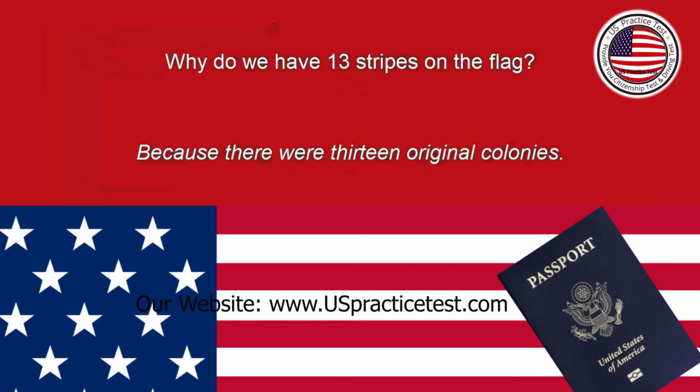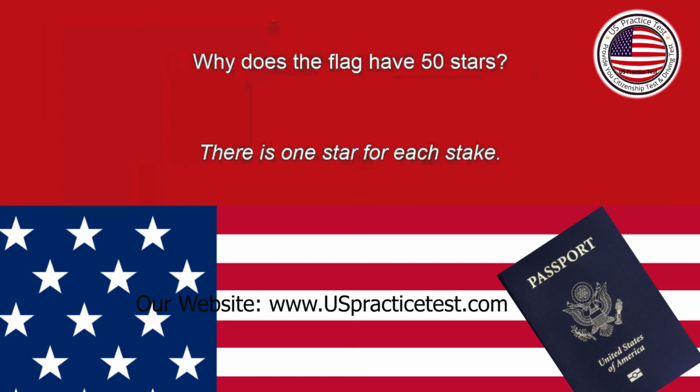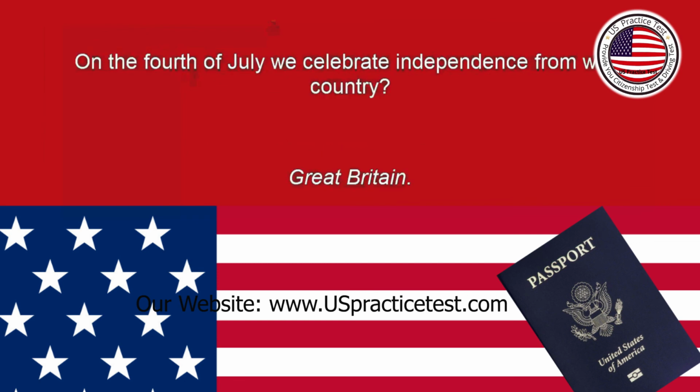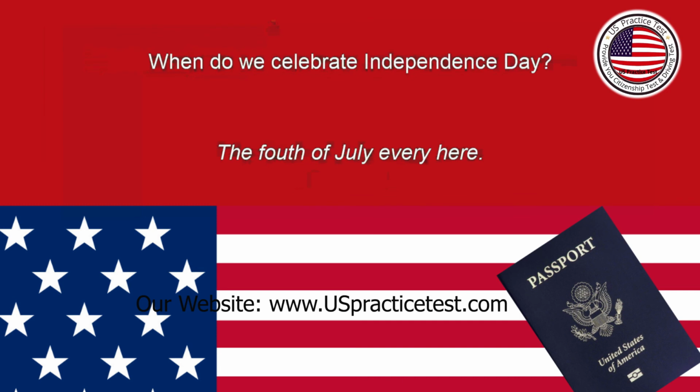Why do we have 13 stripes on the flag? Because there were 13 original colonies. Why does the flag have 50 stars? There is one star for each state. What is the name of the national anthem? The Star-Spangled Banner. On the 4th of July, we celebrate independence from what country? Great Britain. When do we celebrate Independence Day? The 4th of July every year.